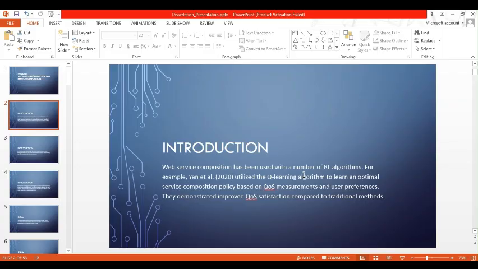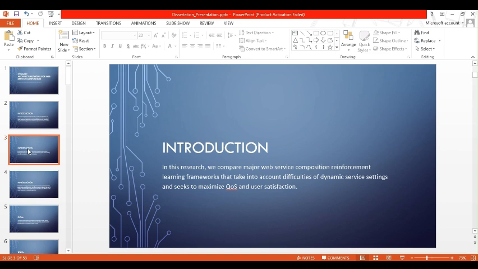Dynamic model for web service composition is the use of reinforcement learning algorithm in web service composition. Different works have been done on this in the past. However, in my research, we'll be comparing web service composition reinforcement learning frameworks that take into account difficulties of dynamic service settings and also seeks to maximize QoS use and the user satisfaction.